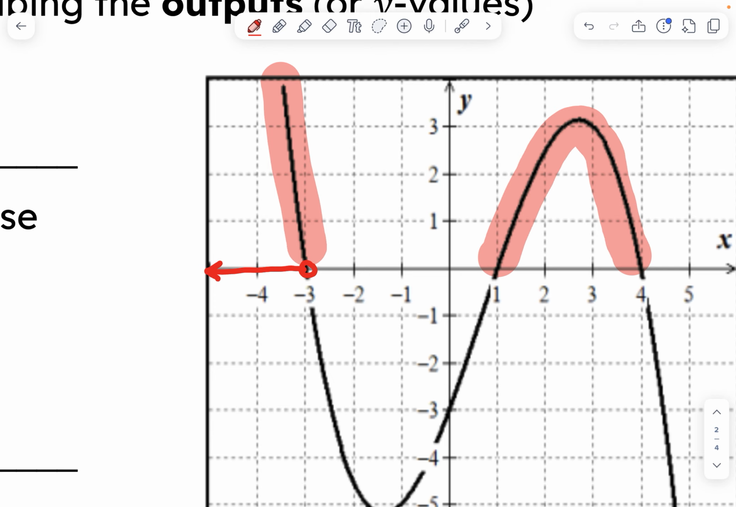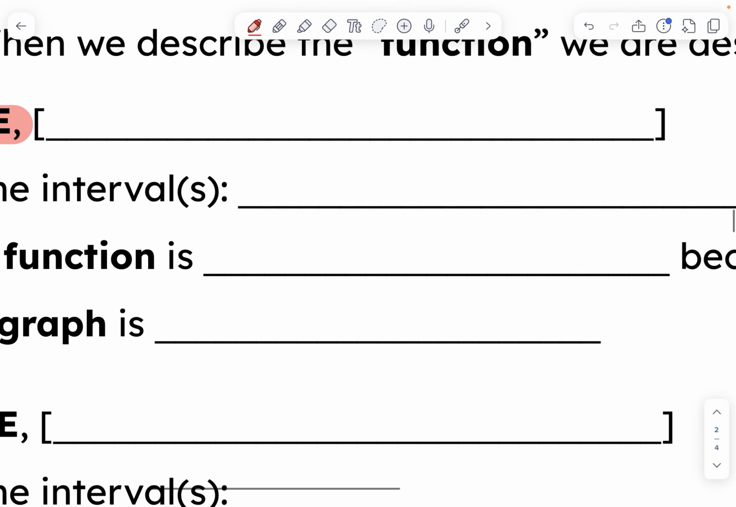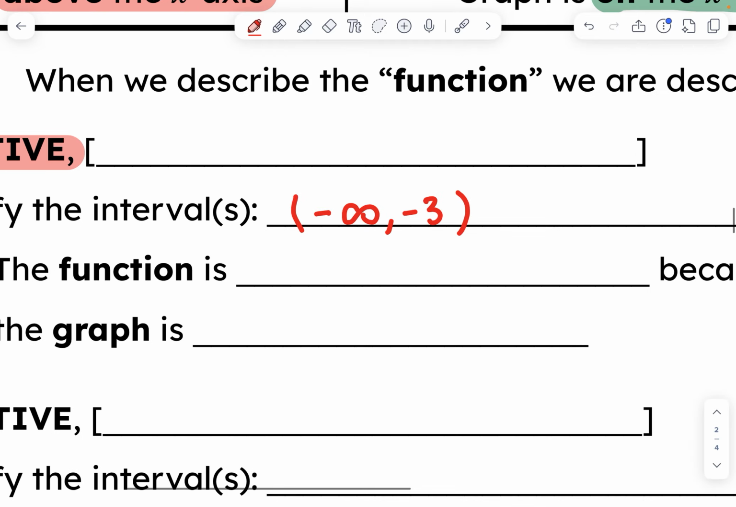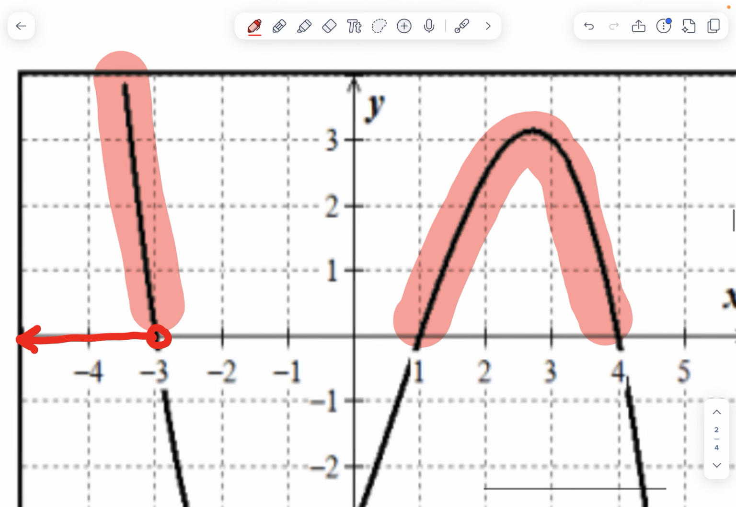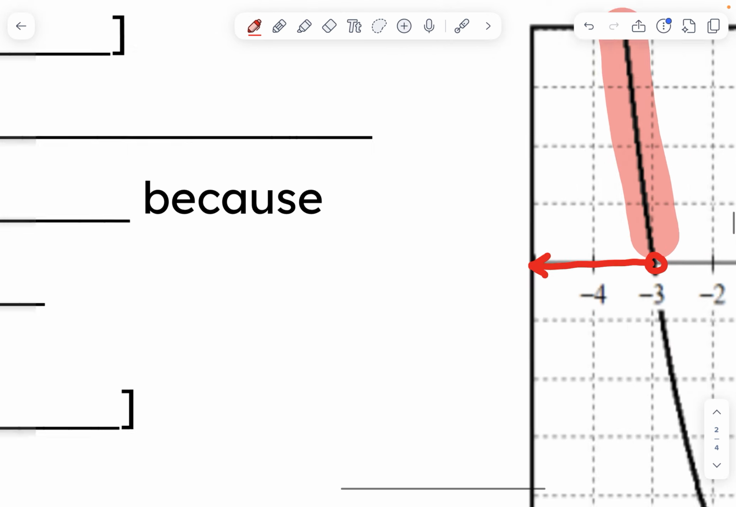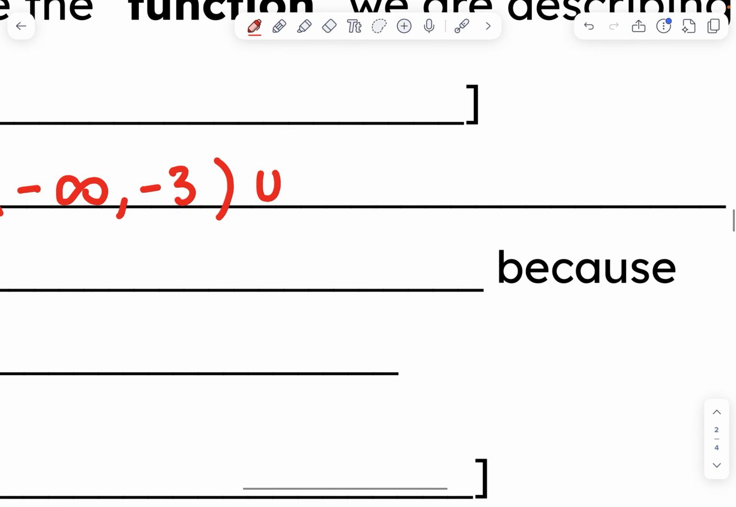So if I were to write this out using an interval notation, I would say that the value is between negative infinity and negative 3 using a parentheses on both sides. For my other interval, I notice that so long as x is between 1 and 4, I am also above the x-axis. Again, I am excluding the values of x equals 1 and x equals 4 because at those values I am on the x-axis, not strictly above it.